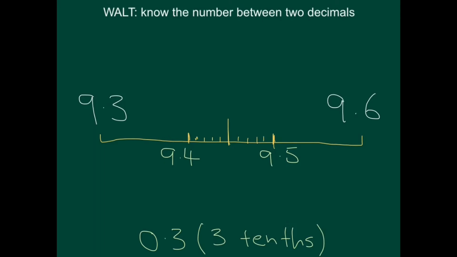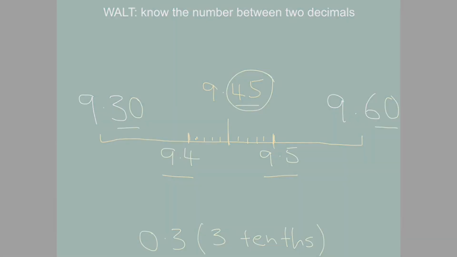So we know the number between 9.4 and 9.5 is going to be 9.45. So, not too bad, huh? You could also think of it as the number between 9.30 and 9.60 is 9.45, because the number between 30 and 60 is 45. And that's how you know the number between two decimals.